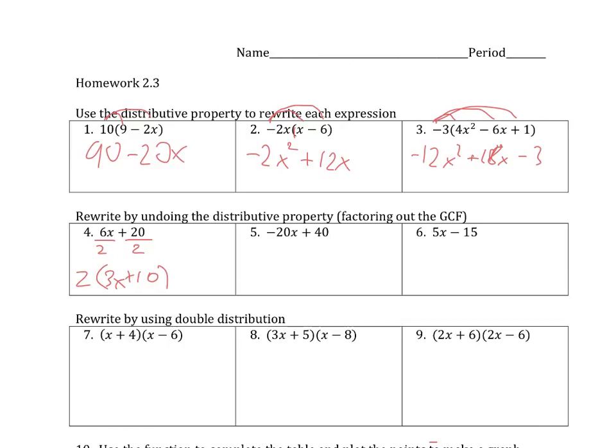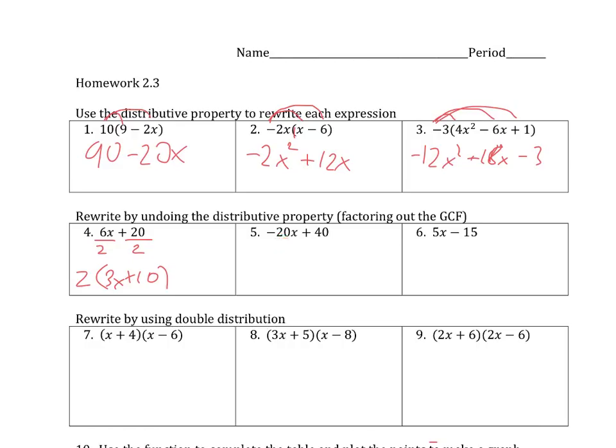And I hope that you can see that if you were to go through and do the distributive property, 2 times 3 would be your 6, and 2 times 10 would be your 20. Notice that the numbers 3 and 10 do not have a common factor to reduce that any farther, so we did the right thing.